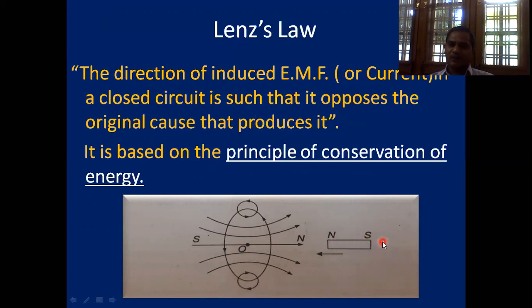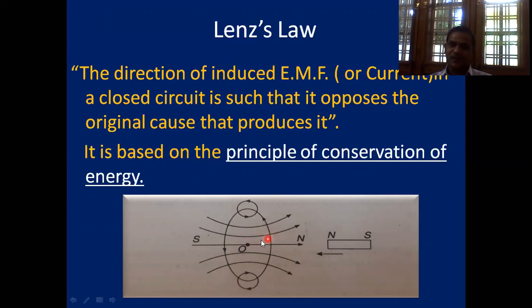Consider that this is a closed loop or closed circuit. A bar magnet's north pole is moving towards the closed loop. As it moves towards the closed loop, we can observe that more lines of force will intersect this coil. So the magnetic flux linked with this coil is increasing with respect to time. Therefore, the magnitude of magnetic induction enclosed within the coil increases. Therefore, the magnitude of the induced EMF also increases.